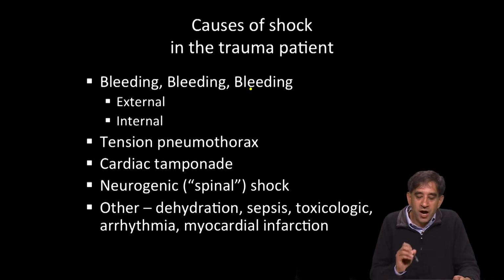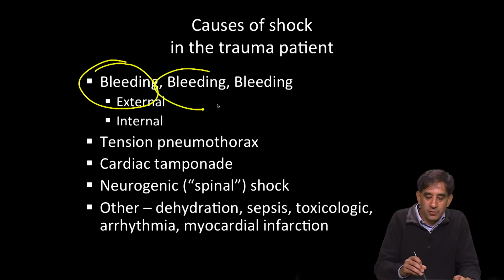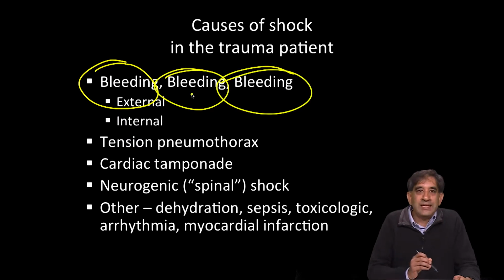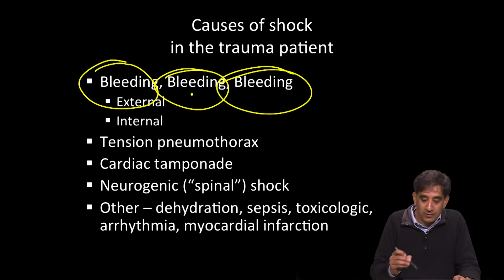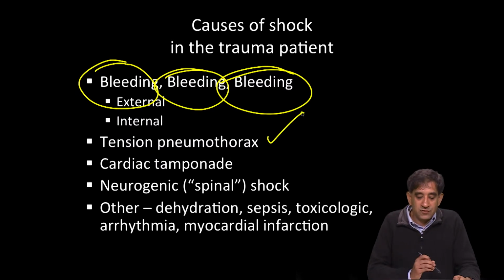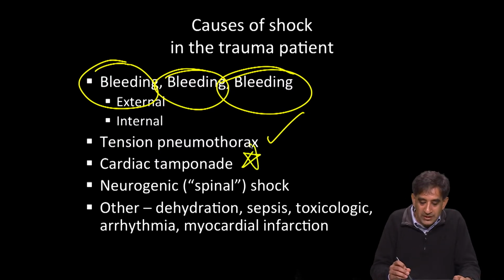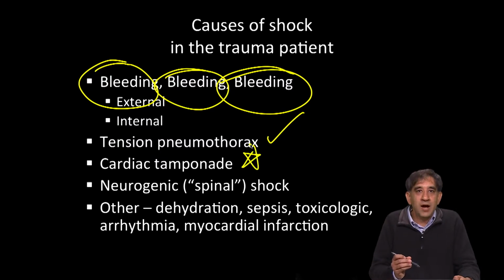In terms of the causes of shock, as I mentioned before, the causes that you want to be worried about is bleeding, either external or internal. It's the number 1, 2, 3 cause of shock in a trauma patient. If you determine that the patient is not bleeding, worry about other causes of shock, including tension pneumothorax that we've already discussed, and something that we're going to discuss in this lecture, cardiac tamponade.